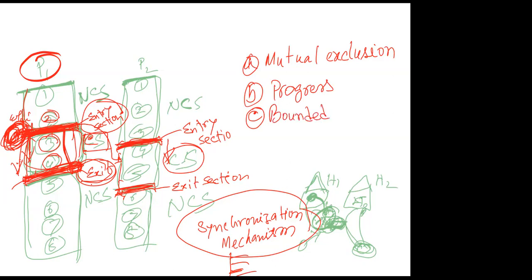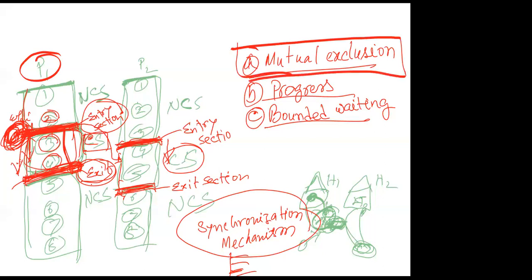Bounded waiting. These three criteria, you can use them to evaluate a synchronization mechanism. First, let's check what mutual exclusion is.